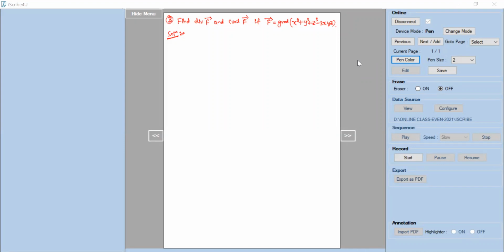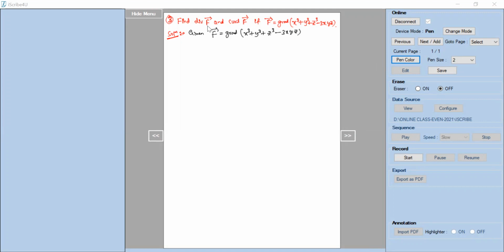So now we shall start the third problem on finding divergence and curl of a vector. Find div f and curl f if vector f equals grad of (x cube plus y cube plus z cube minus 3xyz). So in this problem, the vector f is given like this: vector f equals the gradient of x cube plus y cube plus z cube minus 3xyz. Meaning if we calculate the gradient of this scalar function, that will become our vector.